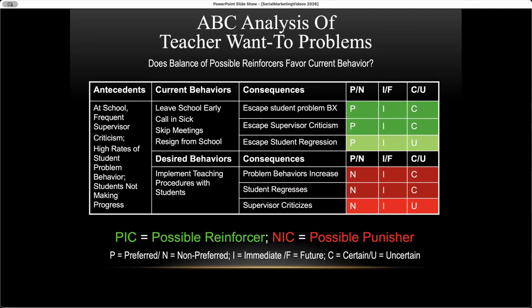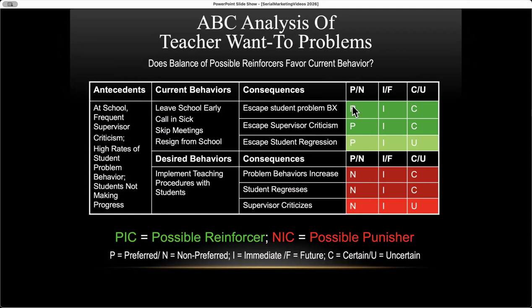Here's an example of an ABC analysis of teacher want-to problems, where the current behaviors are leaving school early, calling in sick, skipping meetings, and resigning from school, versus the desired behaviors, implement teaching procedures consistently with students. So if we look at the consequences of each of the current behaviors versus the desired behaviors, something interesting appears. So we have escape student problem behaviors. If you leave school early, call in sick, skip meetings, resign from school. Escape supervisor criticism, escape student regression.